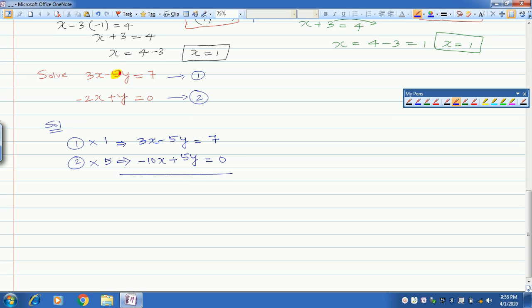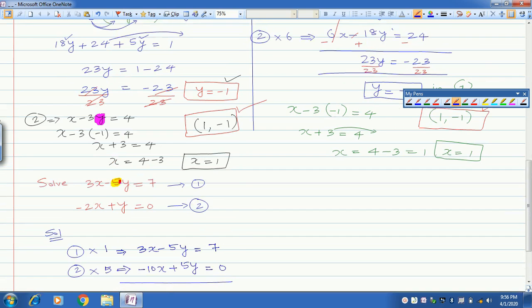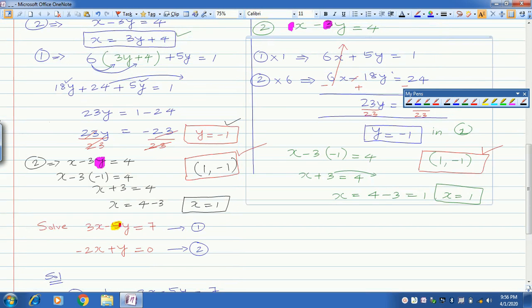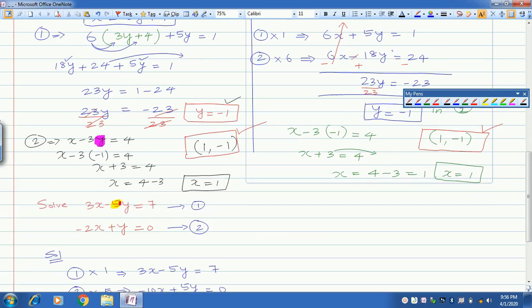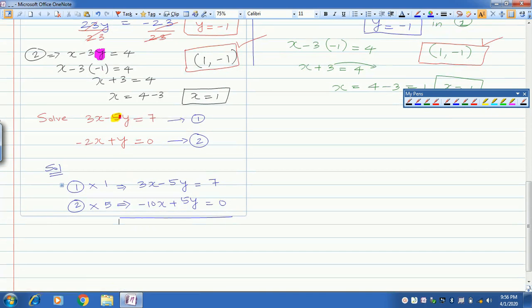Now add it. What is the addition here? Here you need not change the plus and minus. Why? Because in the last problem both were plus, that's why we had to change. But here already in the question it is plus 5y and minus 5y, therefore it directly cancels. 5y cancels. What is this? This is minus 7x is equal to 7. x is equal to minus 1. So this is the answer.